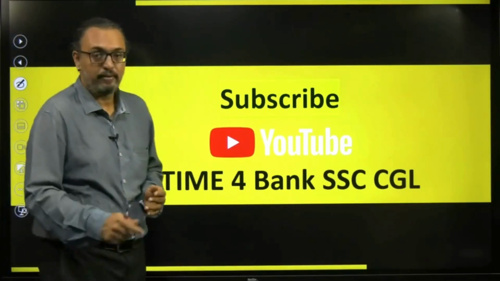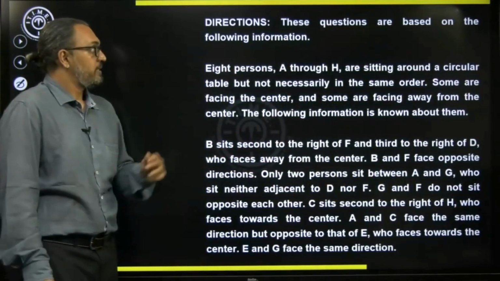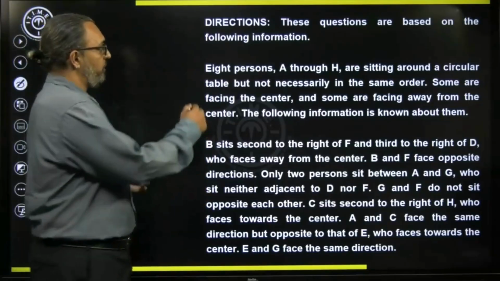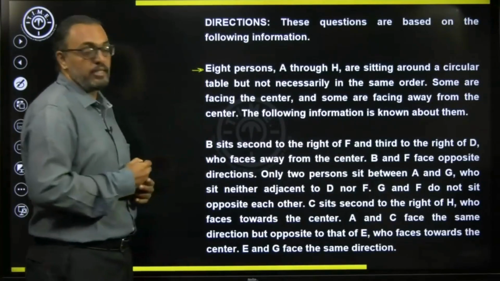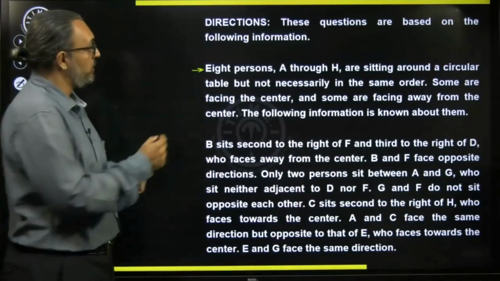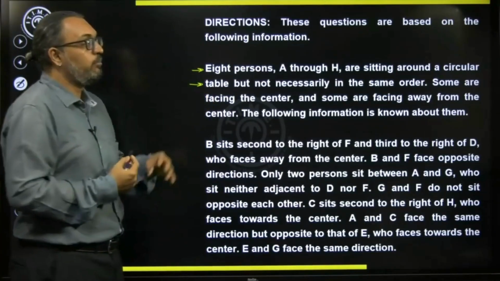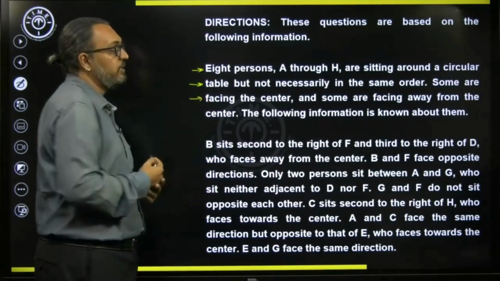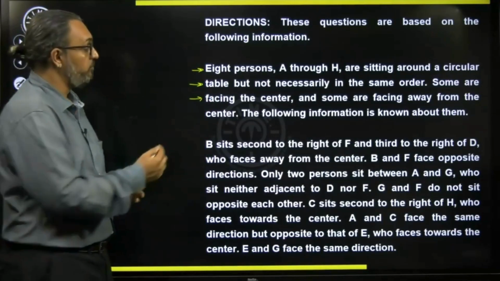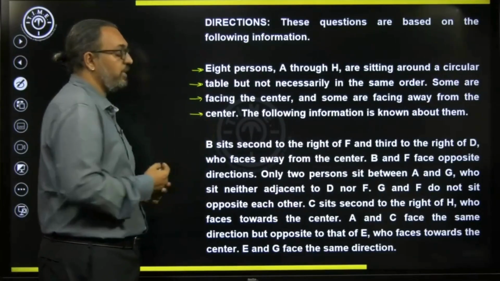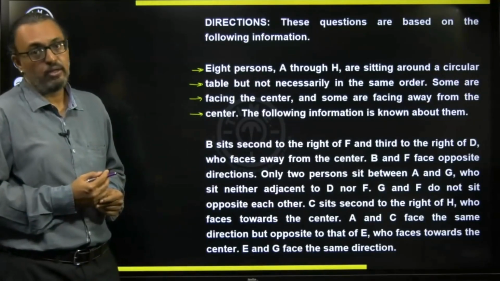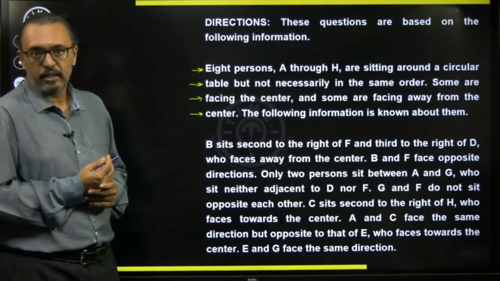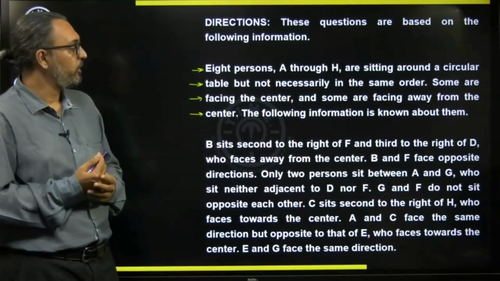Yes, now the directions, these questions are based on the following information. It says 8 persons A through H are sitting around a circular table, but not necessarily in the same order. Some are facing the center and some are facing away from the center. So we do not know exactly how many people are facing the center or how many are facing away from the center. Both directions are given in this arrangement. And then he says the following information is known.